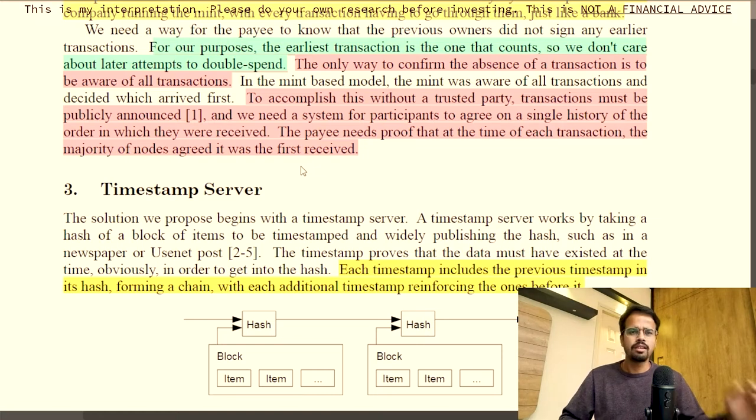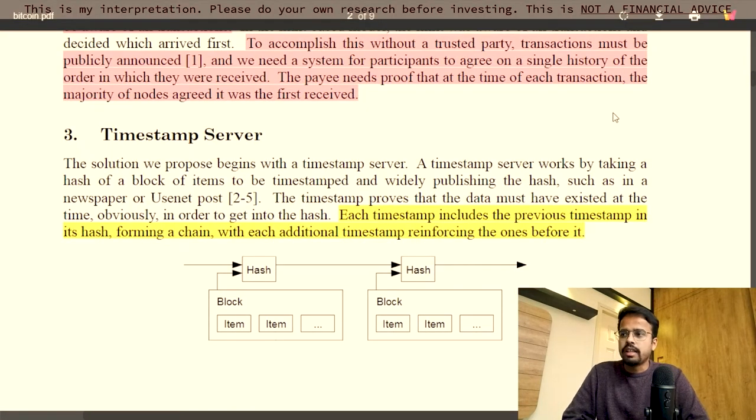There are a lot of transactions which people are receiving, but we need to make sure that there is a system to agree on which transactions were received first and which were received later on. So that's when this timestamp server concept, which Satoshi has mentioned, comes in. Let's go through it. Third point, timestamp server. So we have looked till now that we need to prove that at the time of transaction, what was the time of transaction? That's what we need to prove.